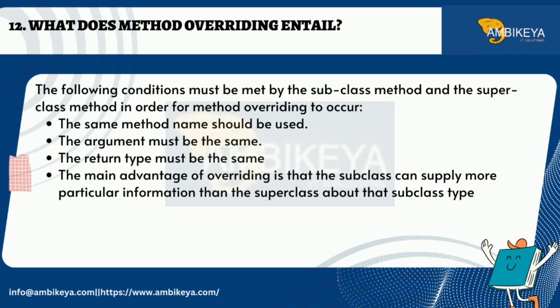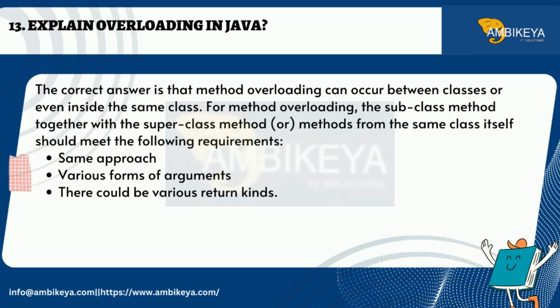Explain overloading in Java. The correct answer is that method overloading can occur between classes or even inside the same class. For method overloading, the subclass method together with the superclass method, or methods from the same class itself, should meet the following requirements. Same method name. Various forms of arguments. There could be various return types.